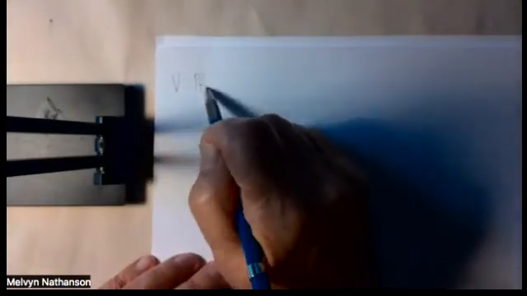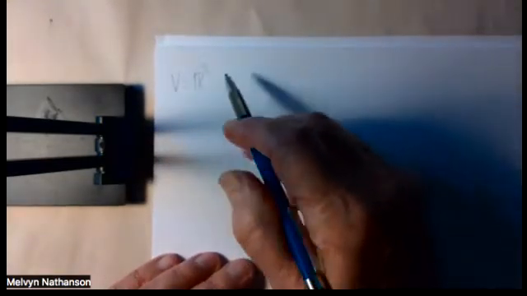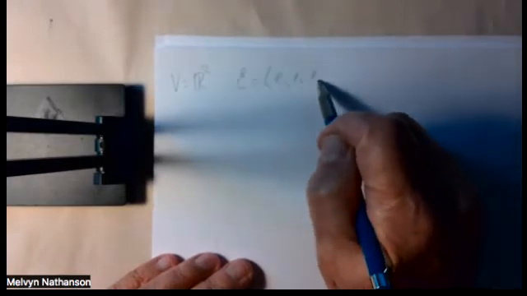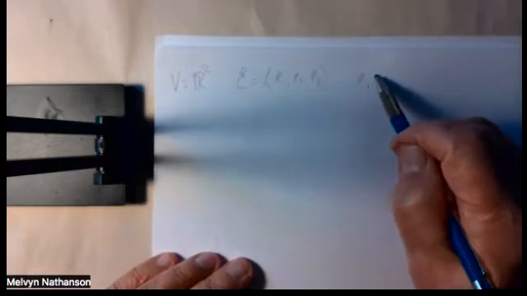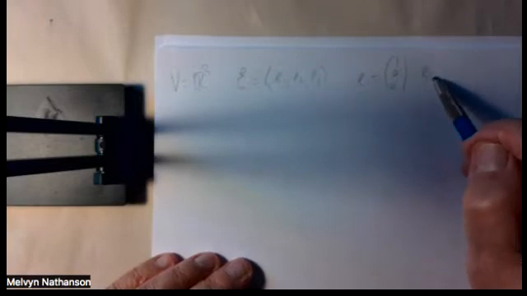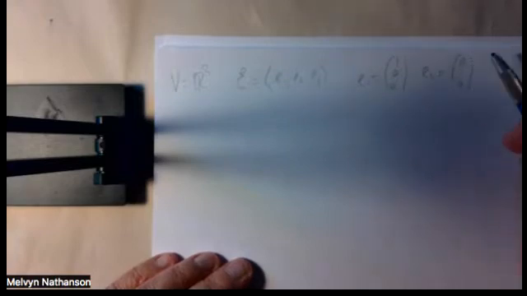Suppose I take the vector space to be the ordinary three-dimensional space R3, and E will have these basis vectors. This is what is called the standard basis: E1 is 1, 0, 0. E2 is 0, 1, 0. And E3 is 0, 0, 1.